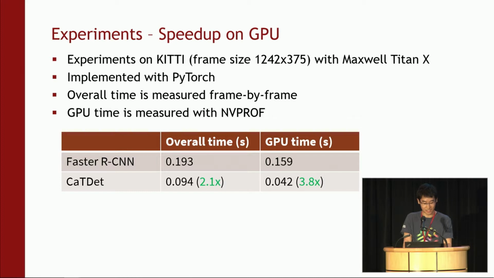As you can see, the overall time is measured frame by frame by CPU, and our CaTDet system is able to achieve 2 times speedup compared with the original Faster R-CNN. If you only measure it by GPU time, it's close to 4 times.